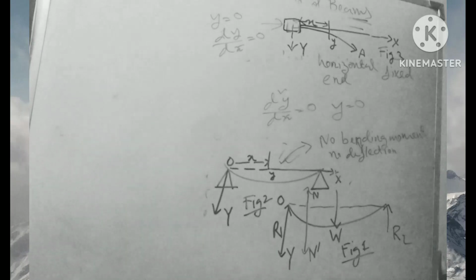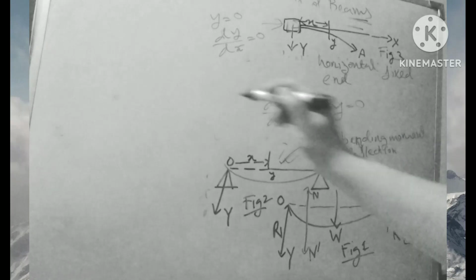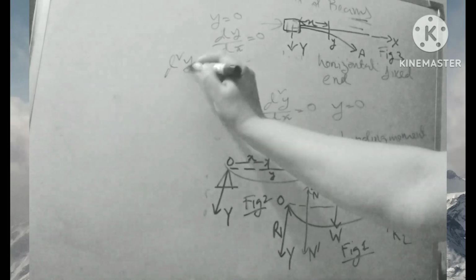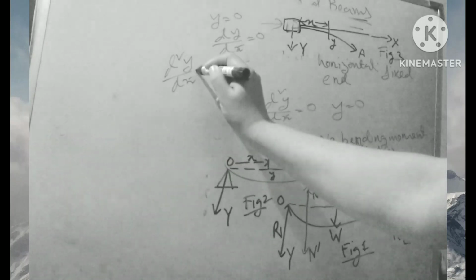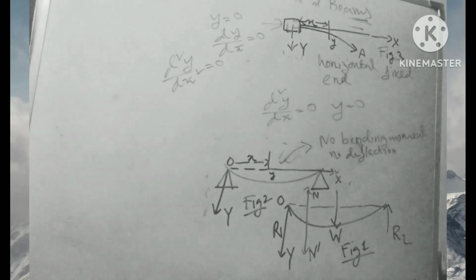At a perfectly free end, there being no bending moment or shear force, we have d square y by dx square equals 0 and d cube y by dx cube equals 0.